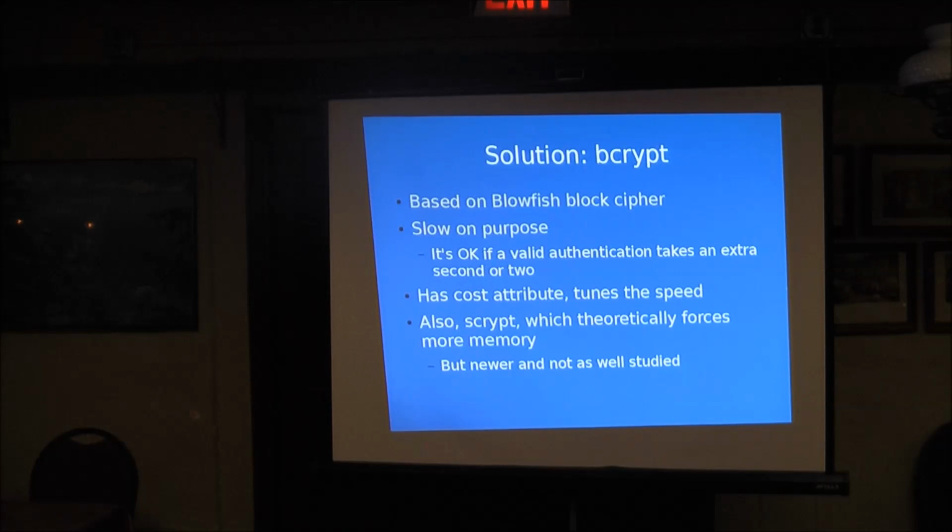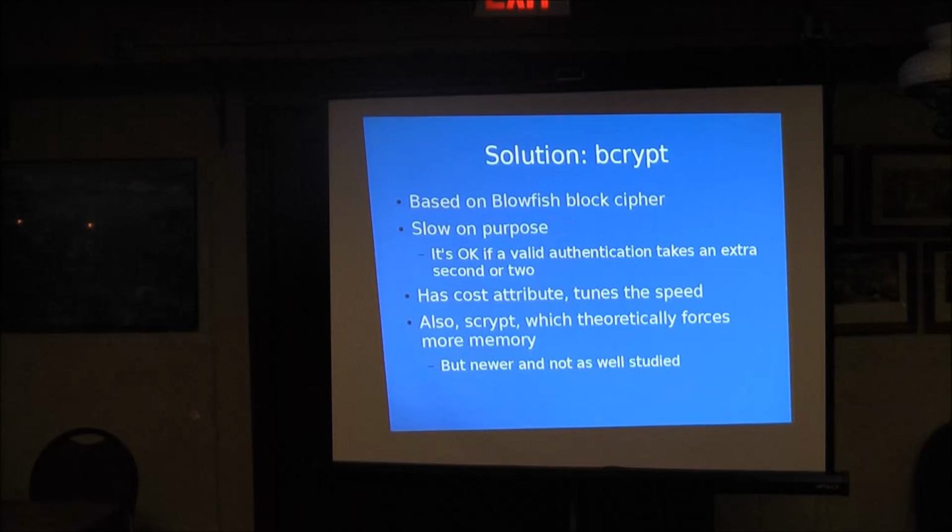So the solution was bcrypt. This actually came out in the late 90s. Nobody really paid much attention to it then, but then when these GPU attacks came out, people started looking back at it. And bcrypt is slow on purpose. And there's in fact a little cost attribute on it that you can tweak up every year as Moore's law goes up and make it a little bit more difficult to hash the password.